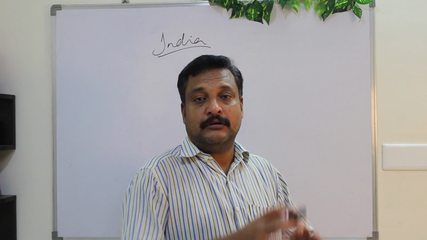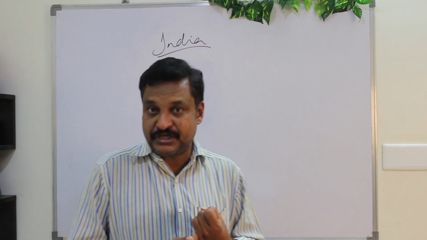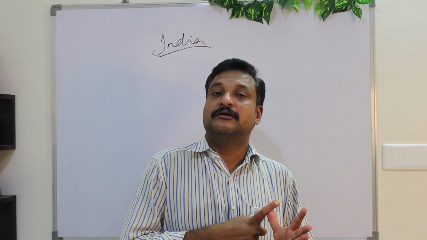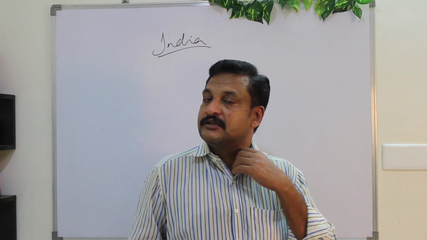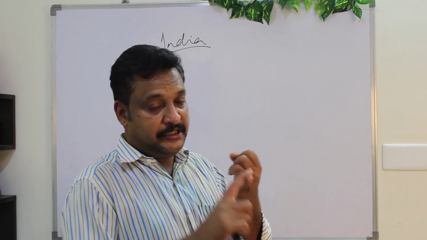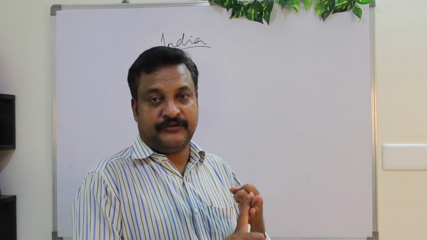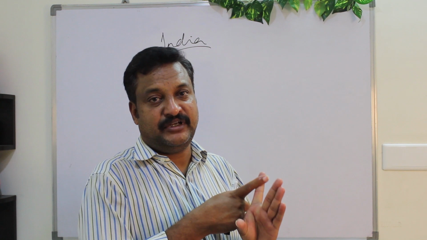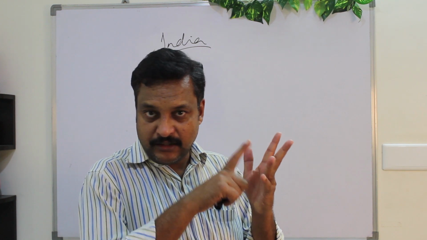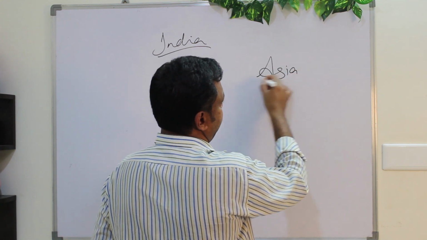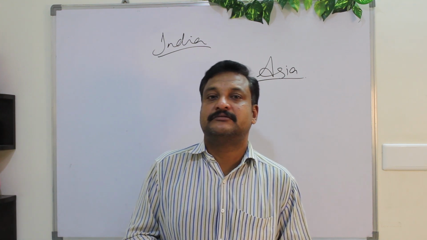See, we know we have got continents, isn't it? The biggest continent is Asia, then we have North America, South America, Europe, Africa, Australia, Antarctica, isn't it? So we have got these 7 continents: Asia, Africa, North America, South America, Europe, Australia, Antarctica. In this, the biggest continent is Asia.